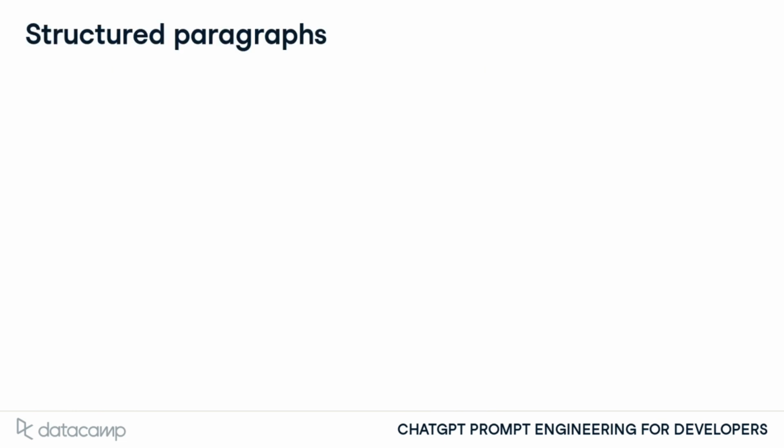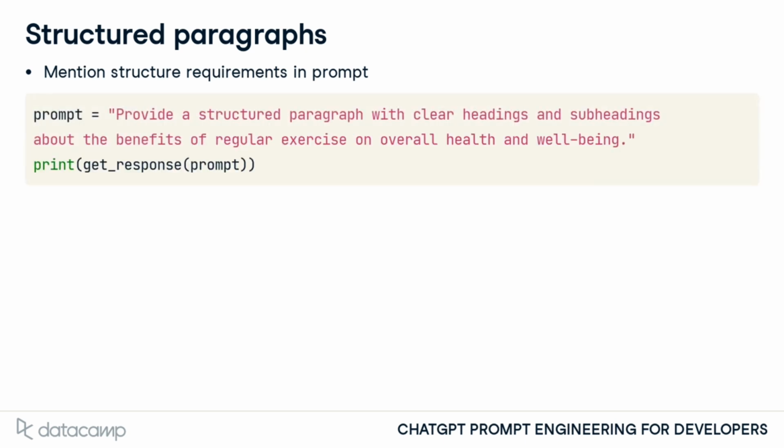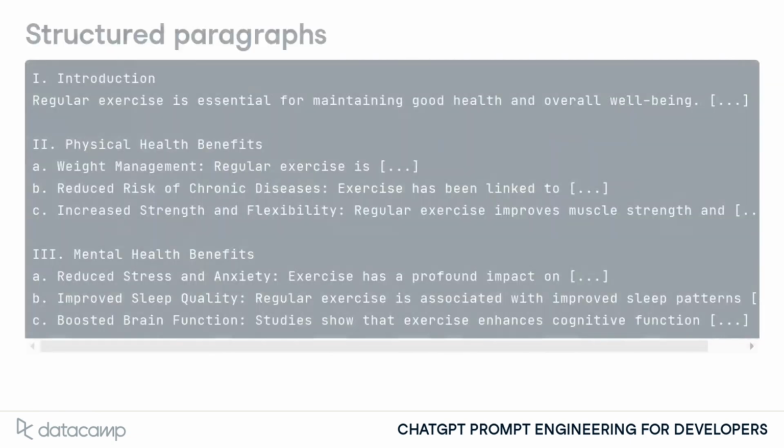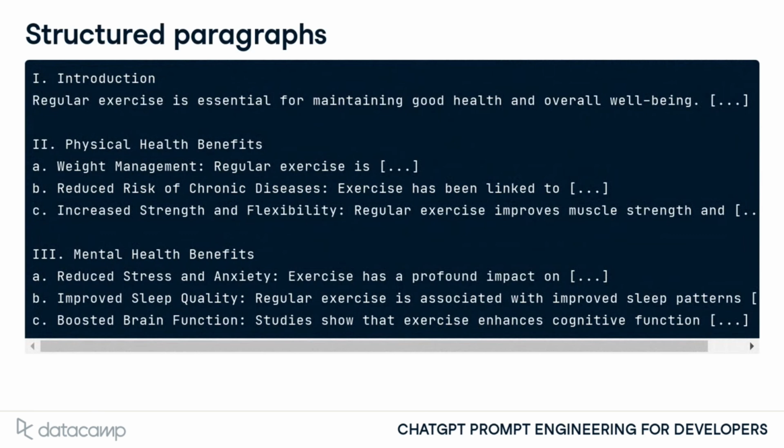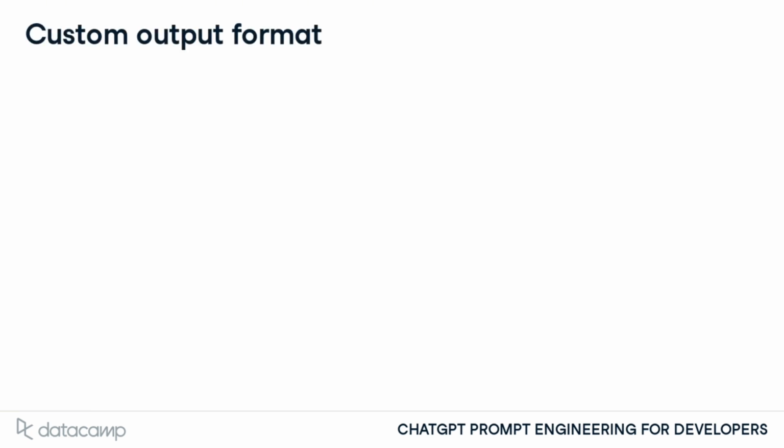To get structured paragraphs, we should explicitly mention format requirements in the prompt. For example, here we ask the model for a paragraph with clear headings and subheadings about the benefits of exercising. We see how the output is formatted with 3 headings: Introduction, Physical Health Benefits, and Mental Health Benefits, along with additional subheadings. When a custom output format is needed, one approach is to break down the prompt into parts.